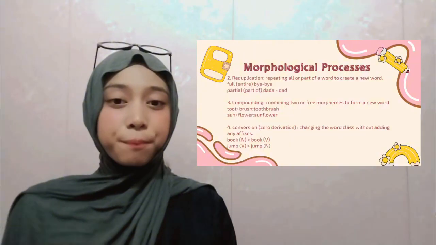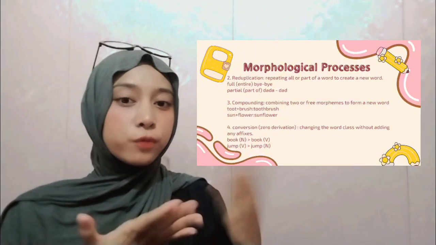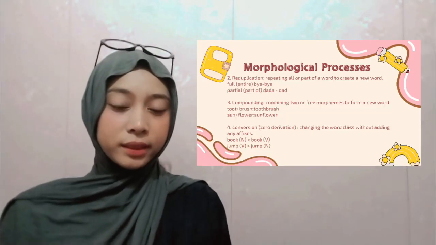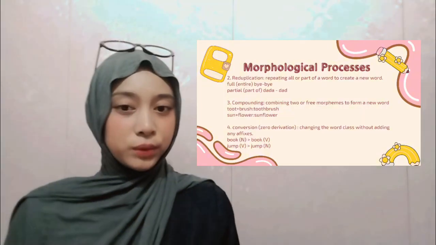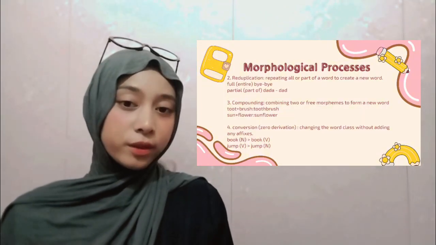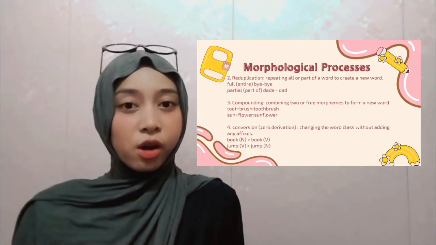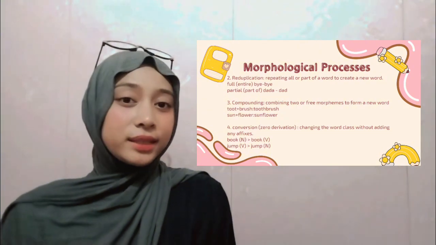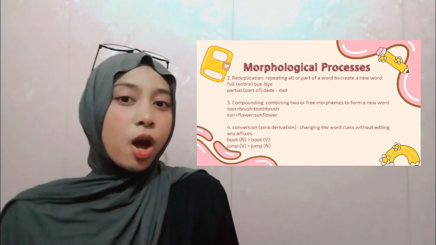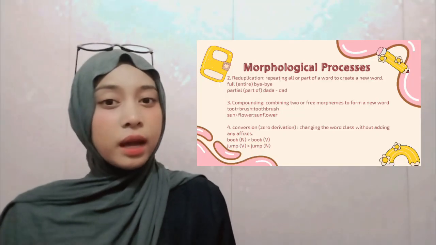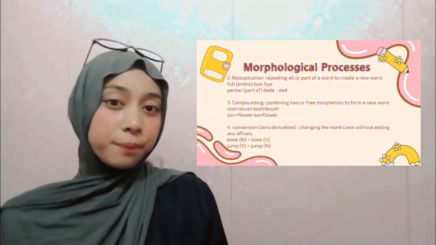The third is compounding. Compounding is combining 2 or 3 morphemes to form a new word. For examples, tooth plus brush to toothbrush, and sun plus flower to sunflower. The fourth is conversion, or zero derivation. It's changing the word class without adding any affixes. For example, book as a noun to book as a verb, and jump as a verb to jump as a noun.